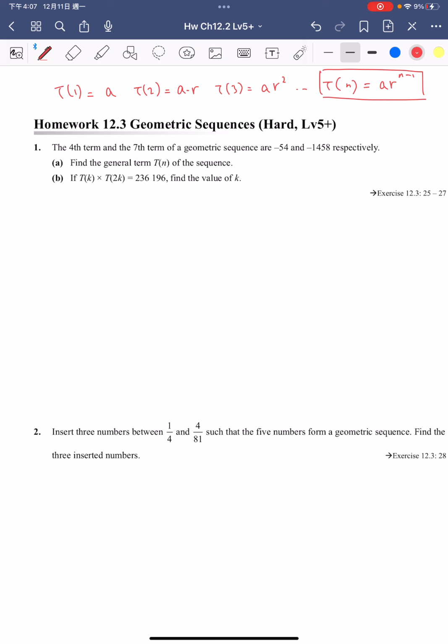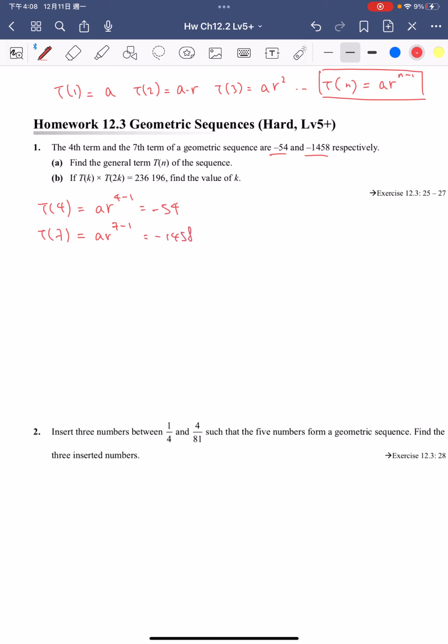So for the first question, we have the fourth term and the seventh term of the geometric sequence are negative 54 and negative 1458. So as we have the fourth term, t4, and the seventh term, t7, equal to these two numbers respectively, I can give two equations. Try to do it by yourself, and then let's see the answers. First, t4 is equal to ar to the power of 4 minus 1, and the number is equal to negative 54. And then t7 is equal to ar to the power of 7 minus 1, equal to negative 1458.